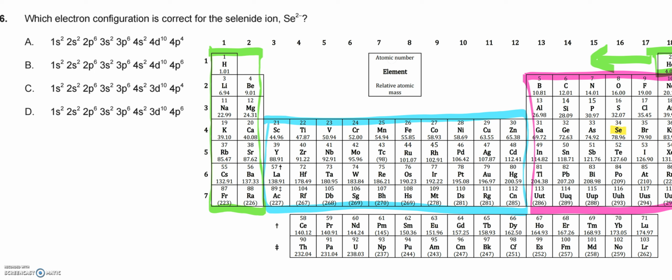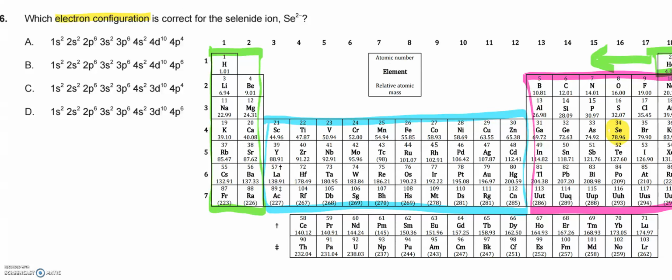So we are looking at electron configurations here, which means we need to be able to read the periodic table. That's what I always like to call it. We're reading the periodic table for selenium with a 2 negative charge. So we're looking at selenium down here, but we're realizing that it's not an atom of selenium, it is the ion of 2 negative of selenium.